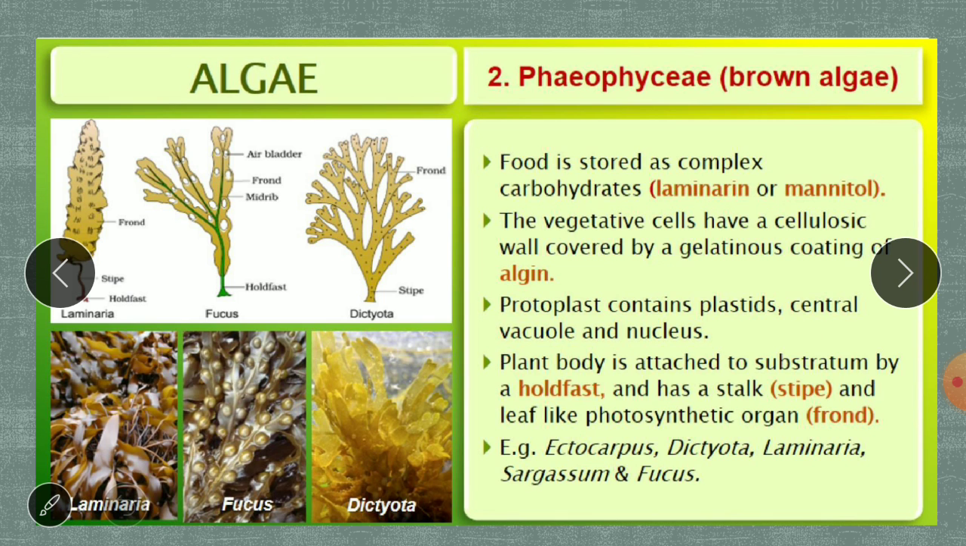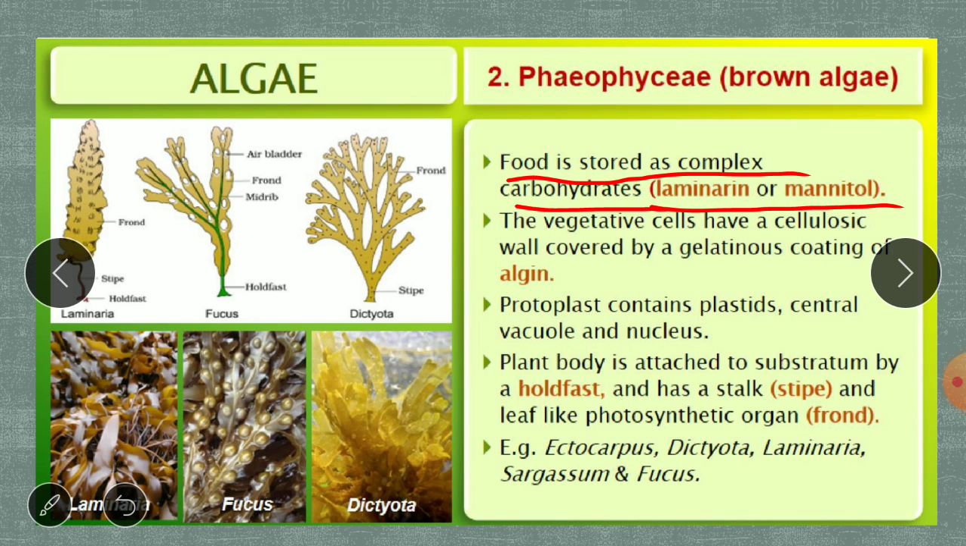Coming to the food storage, as we had seen in the Chlorophyceae, food is stored in pyrenoids in the form of proteins and starch mainly. In the case of Phaeophyceae, the food is stored as complex carbohydrates in the form of laminarin or mannitol. In the form of laminarin and mannitol, they store their food.